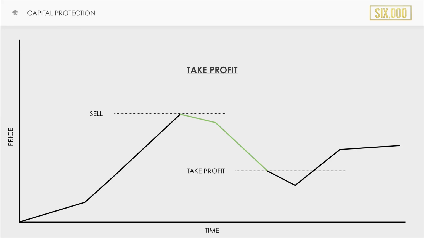Now, these two levels are very simple to apply in trading, and I personally will never, ever, ever enter a trade unless I have identified where I'm getting out before I get in. So I always do that first. I identify where I'm getting out before I actually get in the trade. So I always have a stop loss in place. I always have a take profit level in place.